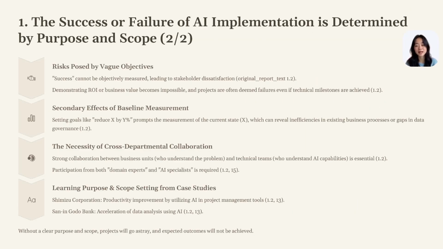Continuing on the theme of AI implementation success or failure being determined by purpose and scope, let's look at how goal setting holds the fate of a project. Without a clear purpose and scope, the project will go astray and not achieve the expected results. If the purpose is unclear, no one knows what the criteria for success are. In that case, each stakeholder will have different expectations, and as a result, dissatisfaction is likely to erupt, such as "this is not what it was supposed to be." Even if a technically excellent AI model is completed, if it cannot be shown how it leads to business value, that is, ROI, return on investment, the project may even be considered a failure.